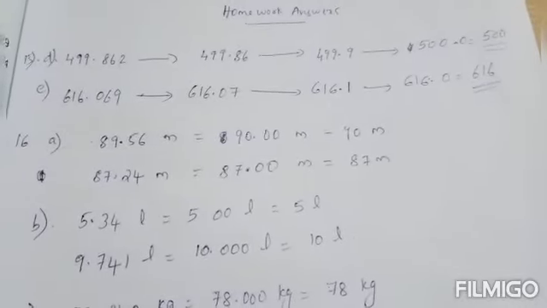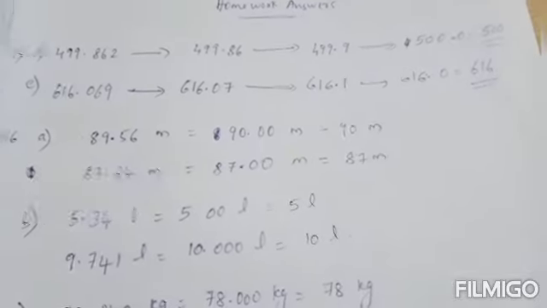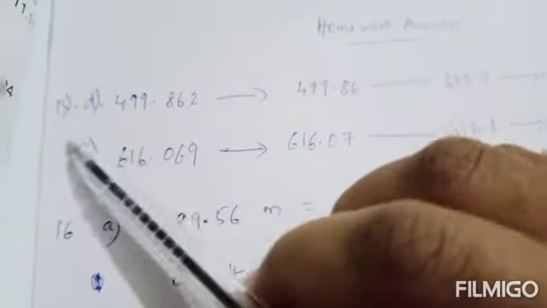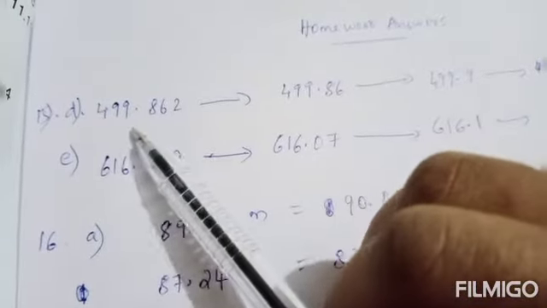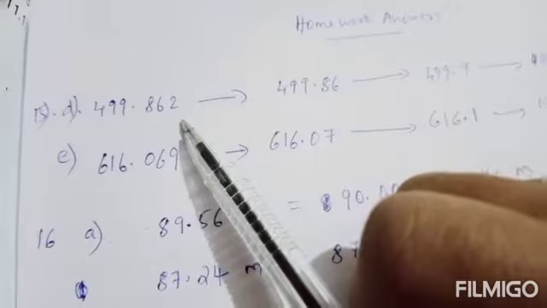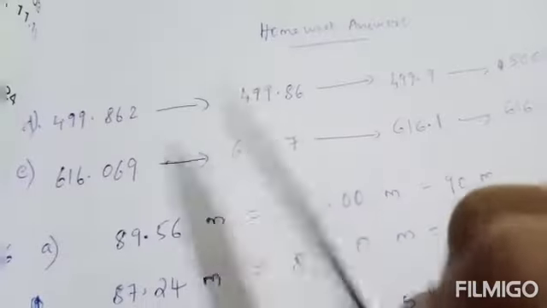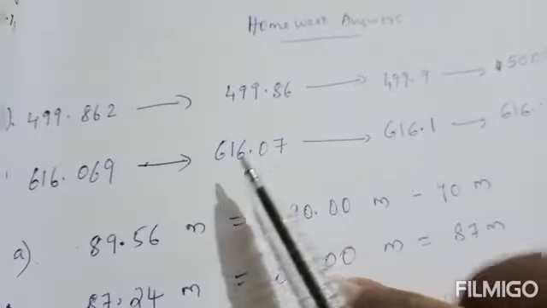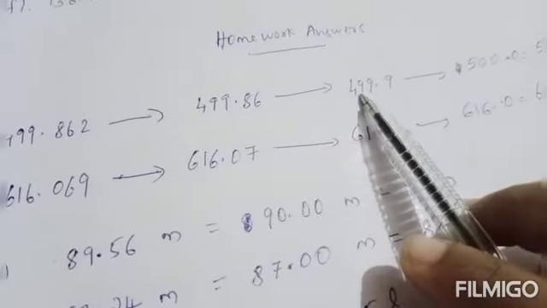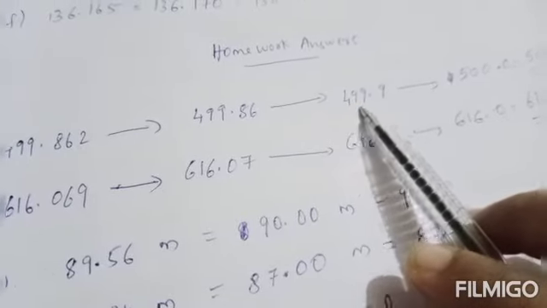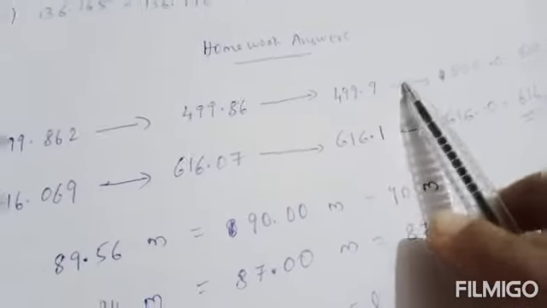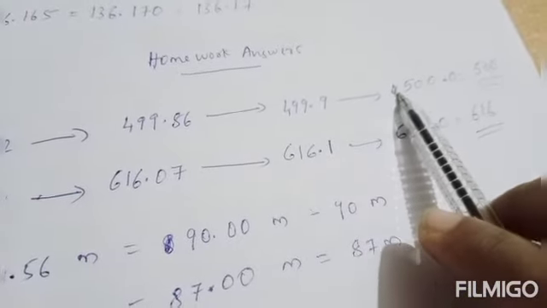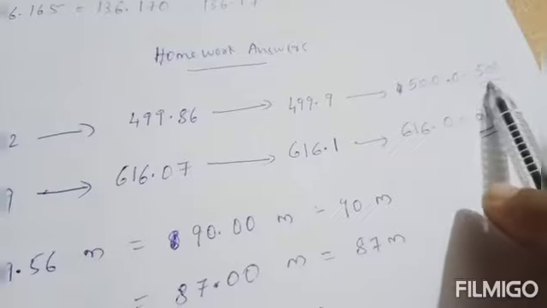So we have been discussing chapter 10, decimal fractions, in exercise 10A, 15th question D. 499.862 on rounding off to the nearest hundredth will be 499.86. Then rounding off to the nearest tenth it is 499.9. Then rounding off to the nearest whole number or ones you will get 500.0, that is 500.